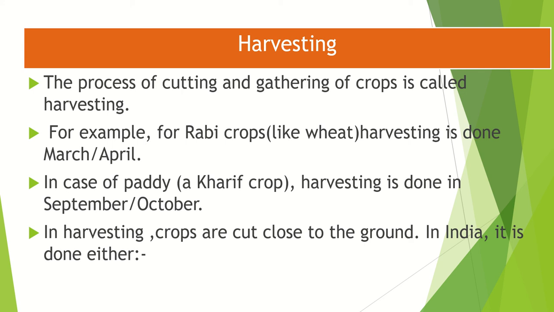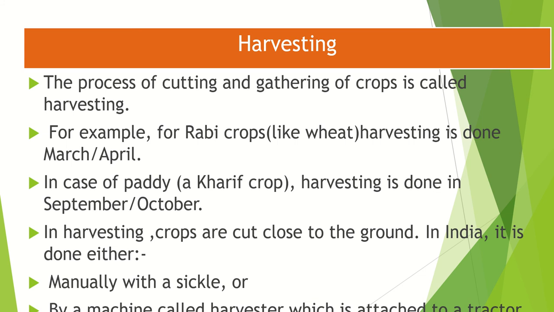In India, it is done either manually with a sickle or by a machine called a harvester, which is attached to a tractor. It saves a lot of time and labor. Once the crop is harvested, the grain needs to be separated from the chaff. Chaff means the husk or outer covering of grains.